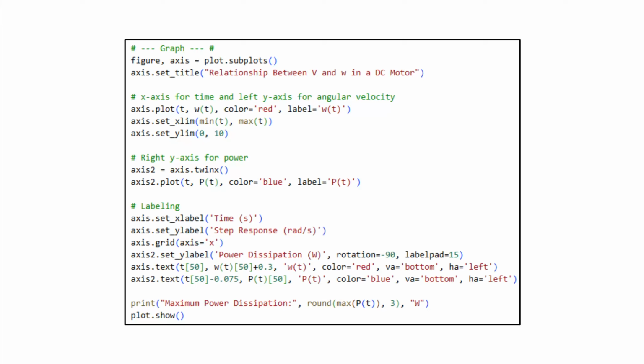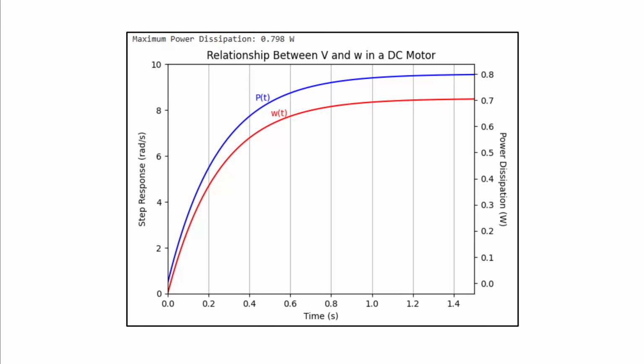Then, rather than having to take the derivative and do all that stuff for the max, NumPy has a max function, so we'll just do the max of p of t to find the maximum, and we'll print that and round it to 3 decimal places. And you can see all that here. The max power dissipation rounded to 3 decimal places is 0.798 watts, which is what we got before in our analytical solution. Then we have our two graphs with different y-axes and the same x-axis, and those vertical grid lines.